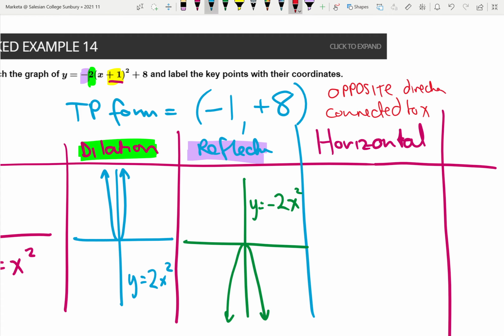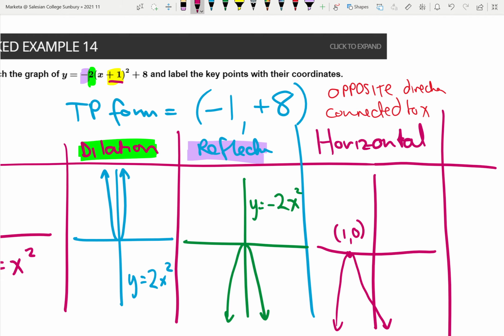So when we move our green graph to, I'll make it purple, to this purple graph, we're going to be moving in the negative direction by 1 unit, not the positive direction. So taking the green graph over to look like this, and this is going to be at (-1, 0) at this stage. So this is now representing y equals -2(x + 1) squared. So we're almost there. There's just one more transformation that we need to take into account.